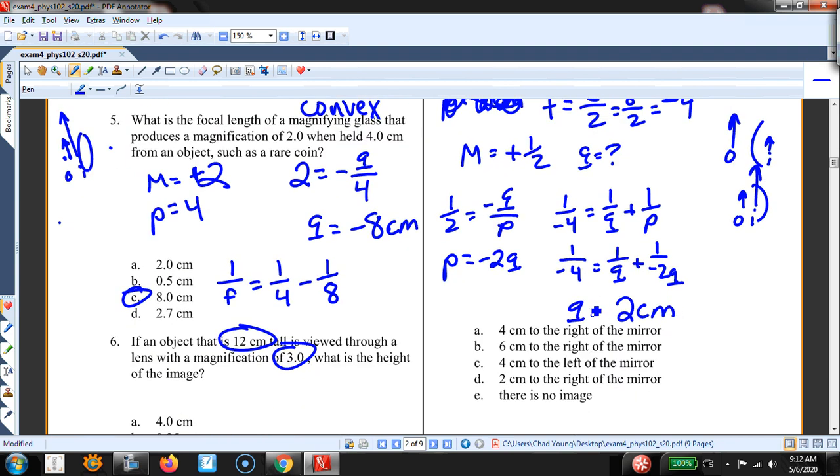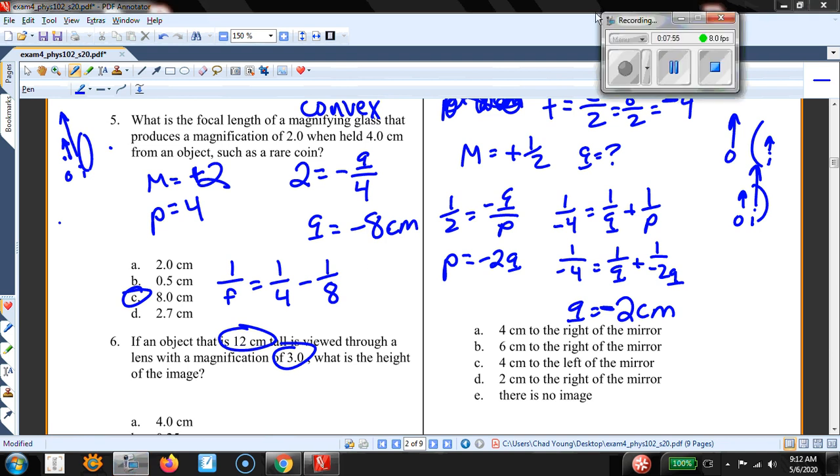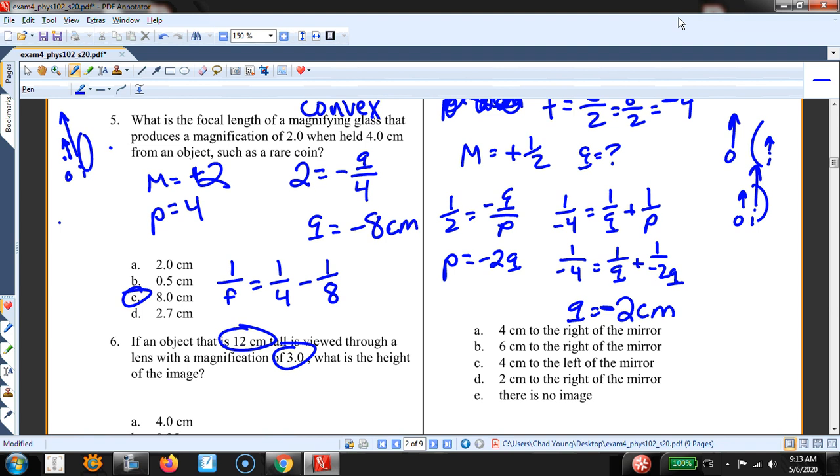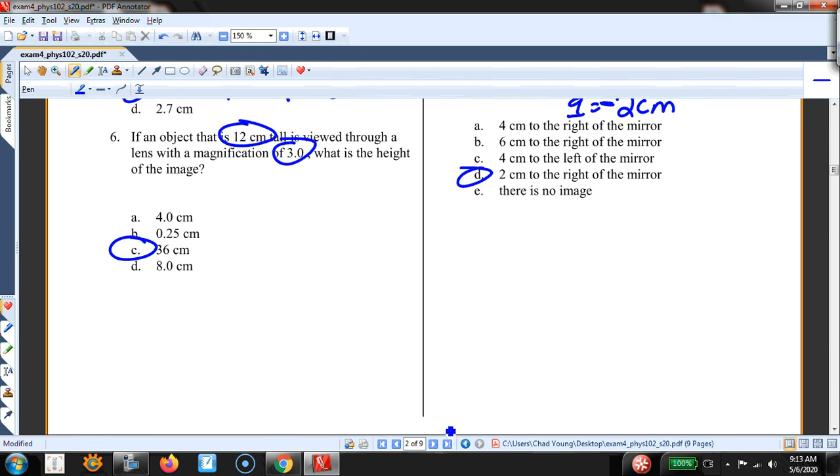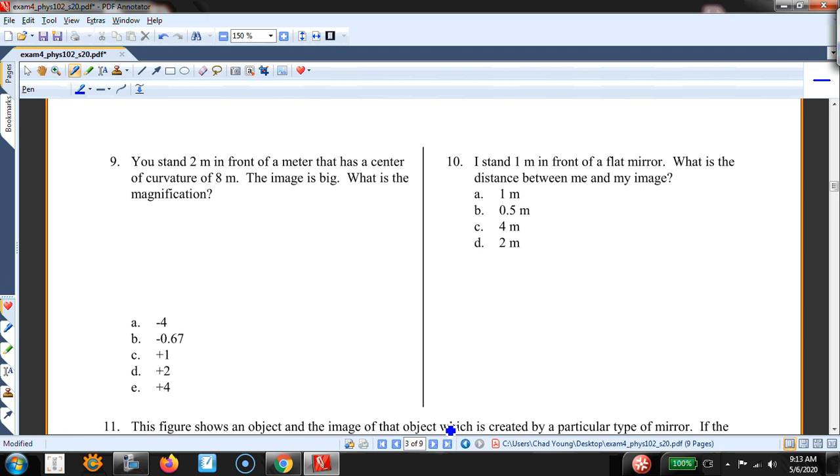Well, that's going to be negative 2 centimeters. It works out to be negative 2 centimeters. Because it's negative 2 centimeters, it's 2 centimeters to the right of the mirror, not to the left. Okay, that's probably the hardest question on the test.